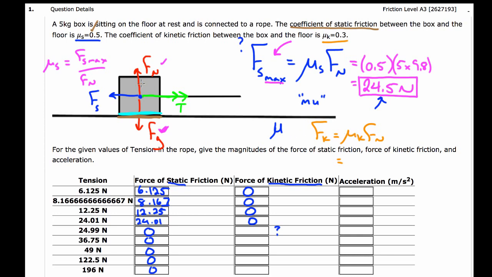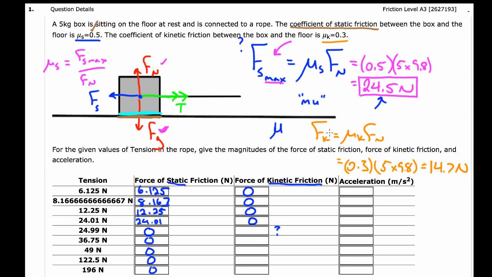When you go push on something really heavy, it takes a lot of force to get it to budge, and then once you get it budged and it starts sliding, you can keep it sliding a little bit easier than it was to get it moving in the first place. So this mu k is 0.3, and it's less than 0.5. It has to be. And Fn, we know what Fn is. It's 5 times 9.8. So if I multiply all of these together, you get 14.7 newtons.